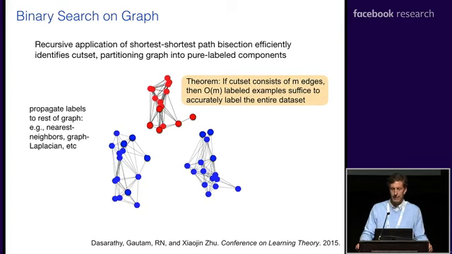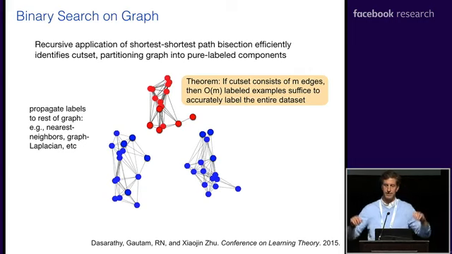It turns out that if you had a graph that had homogeneously labeled pieces, you look at the cut set. If that cut set has m edges, then about order m labeled examples suffice to accurately label the entire data set. So this again is sort of like this idea of active annotation. You have a very large unlabeled data set. You would love to have it totally labeled, but that's going to cost you a lot. So can I interactively go through that large data set in a way that speeds up the ability to label it all accurately?